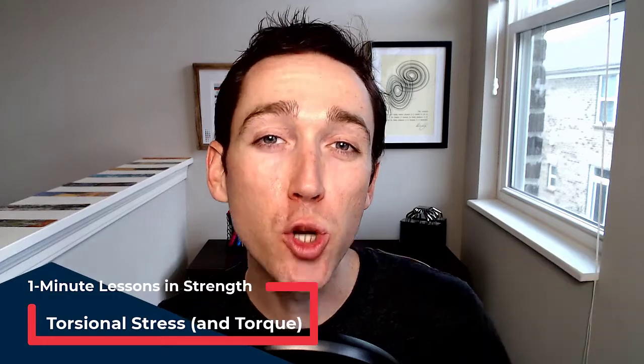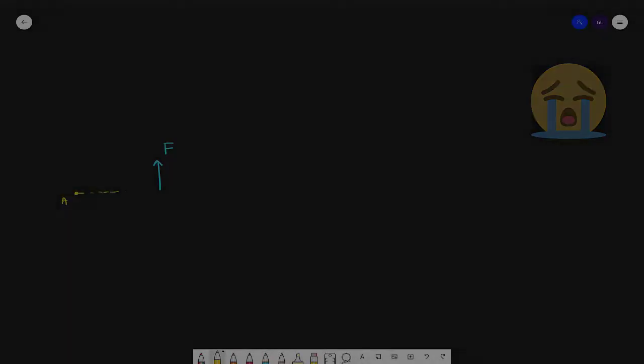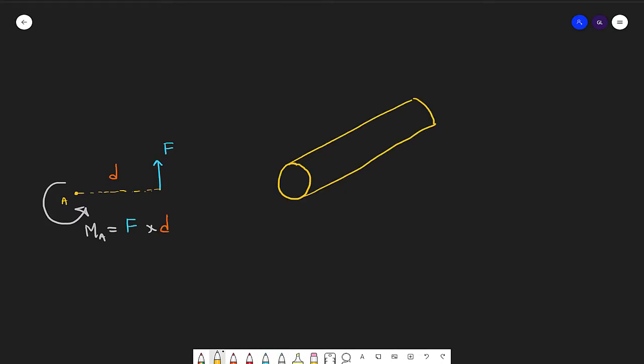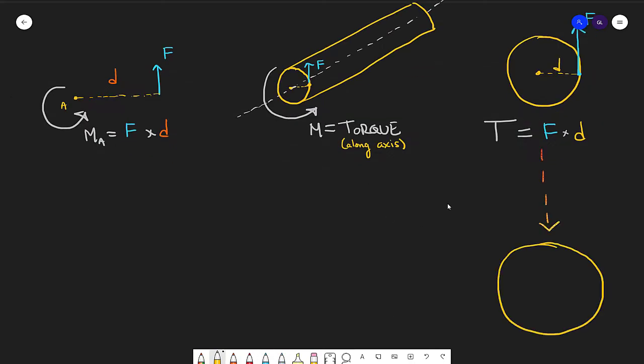Today we're talking torque and torsional stress. Let's go. Recall that we learned about rotational forces called moments. If we apply a moment to something along its axis, that's a torque. That's all there is to it.